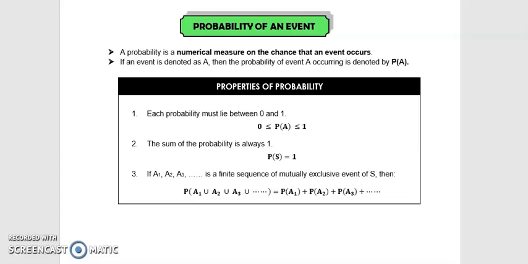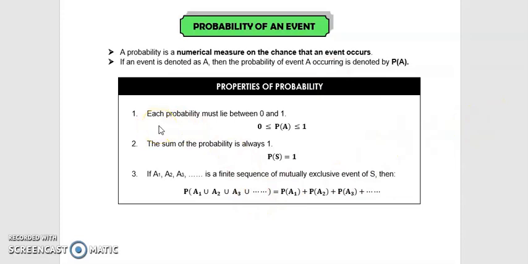Okay, now look at some introduction here first. So a probability is a numerical measure of the chance that an event occurs. If an event is denoted as A, then the probability of event A occurring is denoted by P(A). So P here refers to probability.